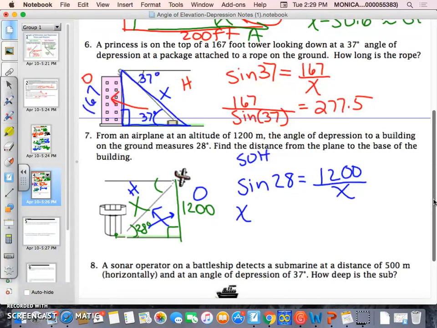X is going to equal, I'm just going to flip-flop these two, 1200 divided by the sine of 28. And that equals 2,556.07 meters.